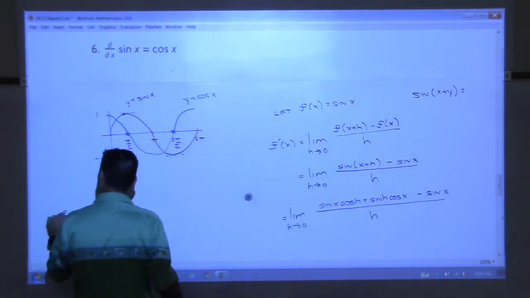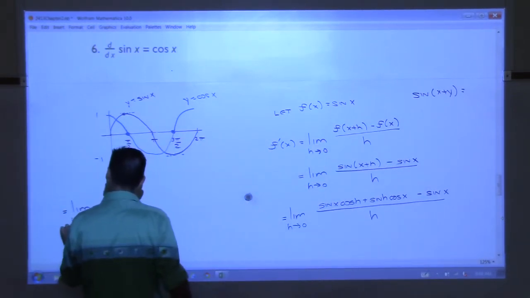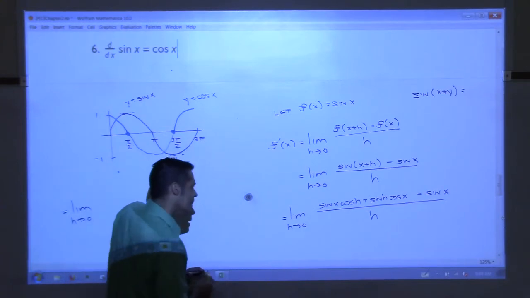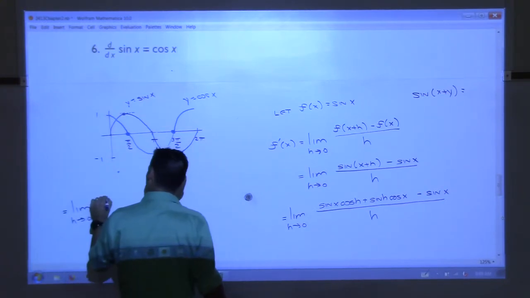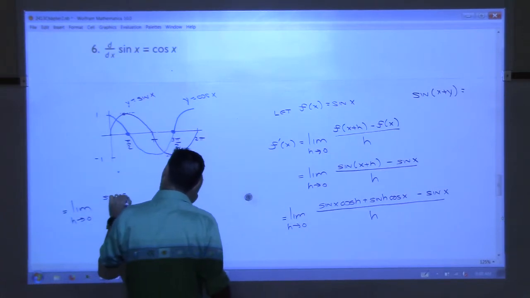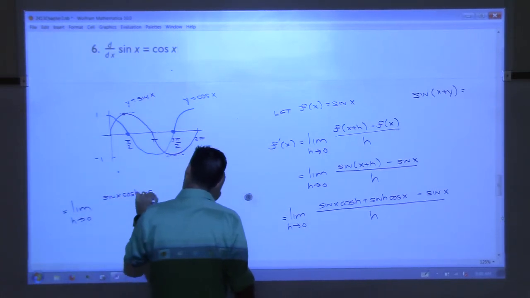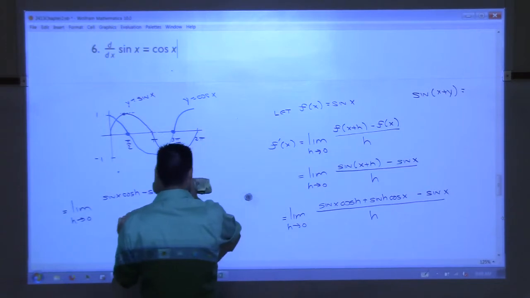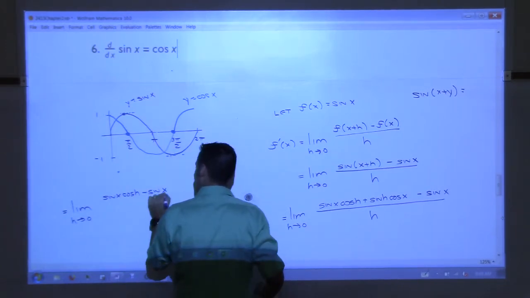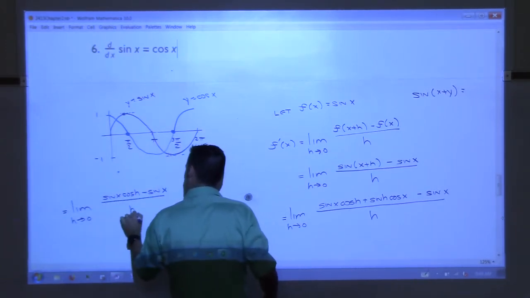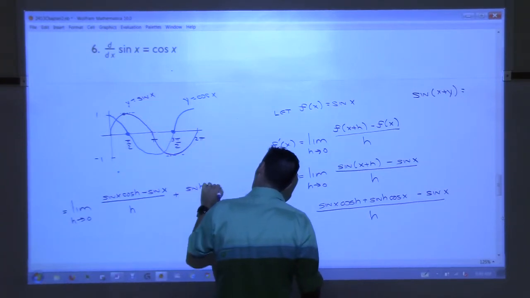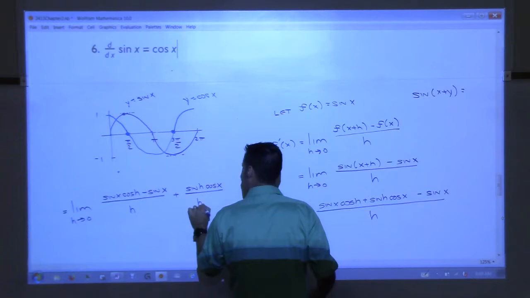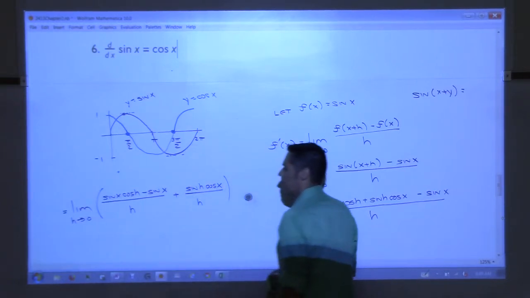What I can do is take the limit here as h goes to 0. Let me rewrite this. This is the same as sine x cosine h minus sine x, over h, and then plus sine h cosine x over h. Now, let me try and explain what I just did there.